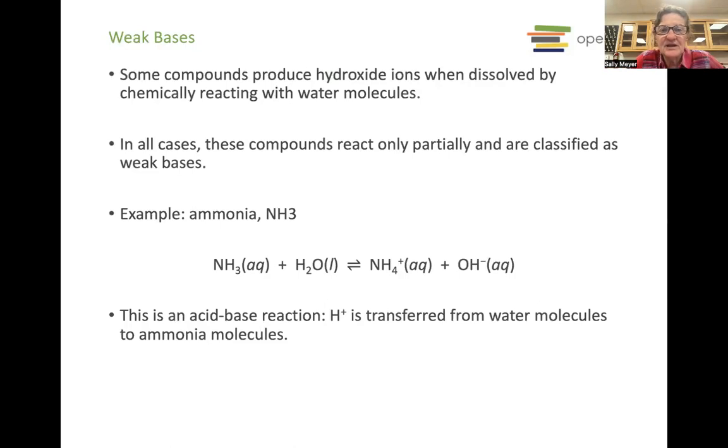Other weak bases: some compounds produce hydroxide ions when they're dissolved by chemically reacting with the water molecules. So in all cases, these compounds react only partially and are classified as weak bases.